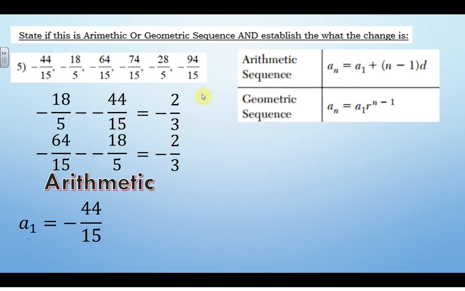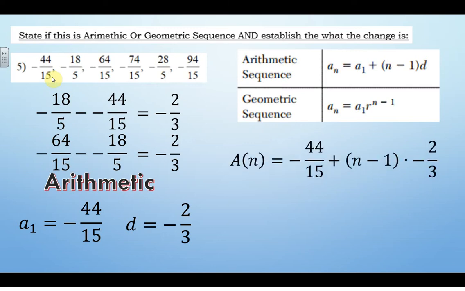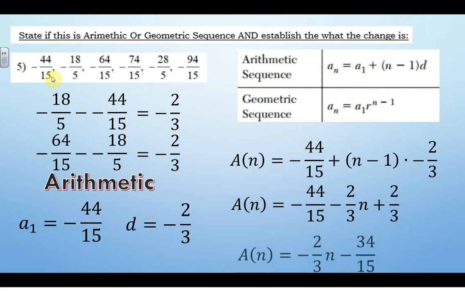So a sub 1 is that first term, and then we have our difference, or our distance between values. Then you plug it in, you distribute the negative 2/3 by multiplying, and then you combine the negative 44/15 plus 2/3, and you get the negative 34/15. So kind of ugly, but again, this is just plugging in, distribute to go to here, and then combine your two like terms to go to here. And that's your formula.